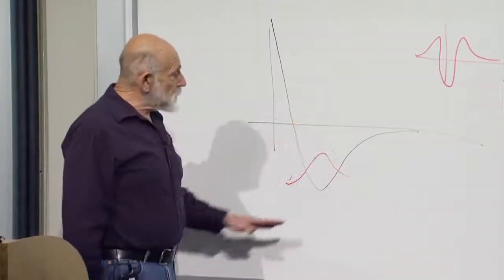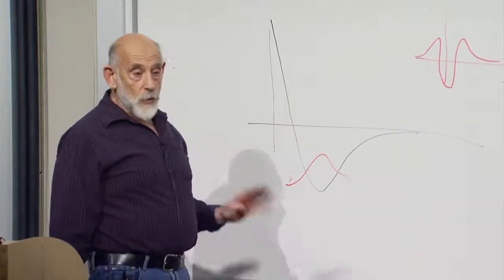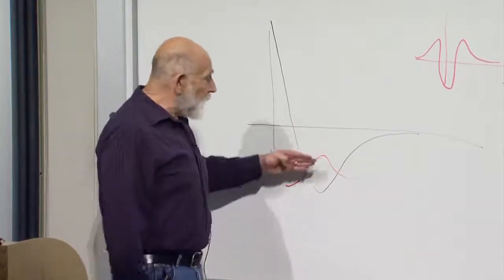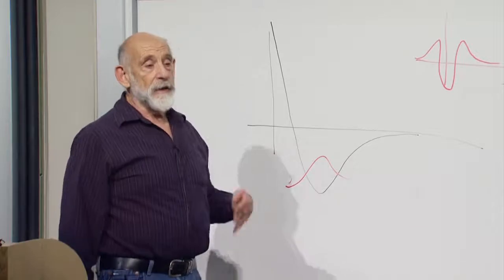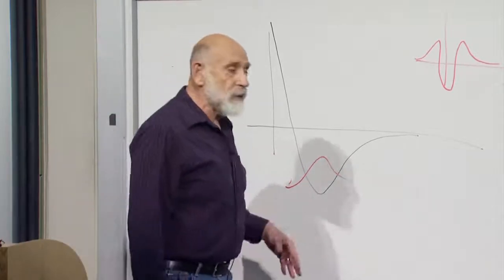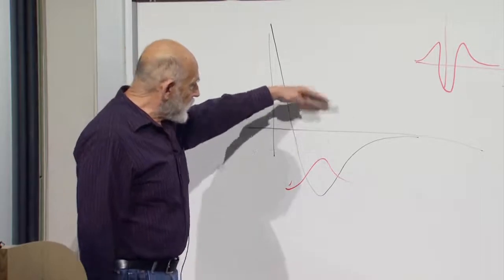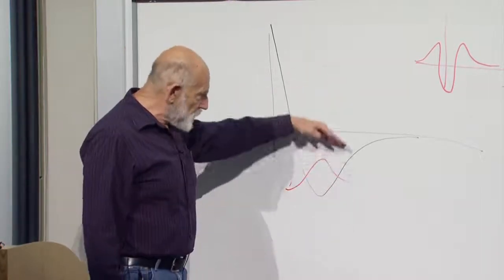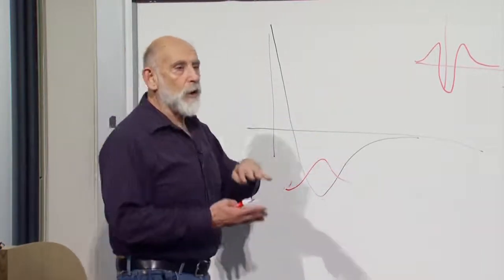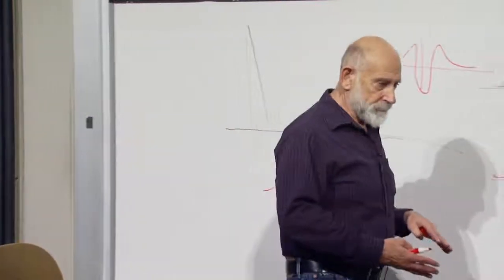The lowest energy state in a given potential has no nodes. The first excited state has one node. The next excited state has two nodes. Eventually, you may or may not run out of solutions, but they're ordered according to the number of nodes.